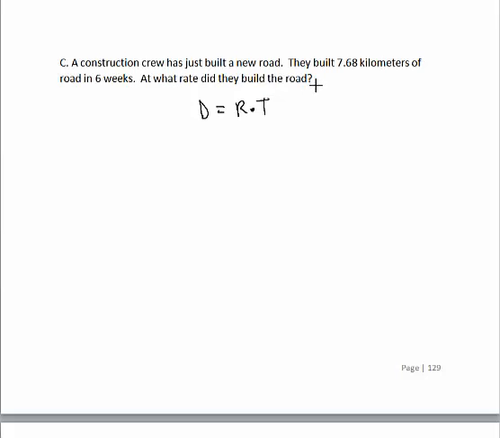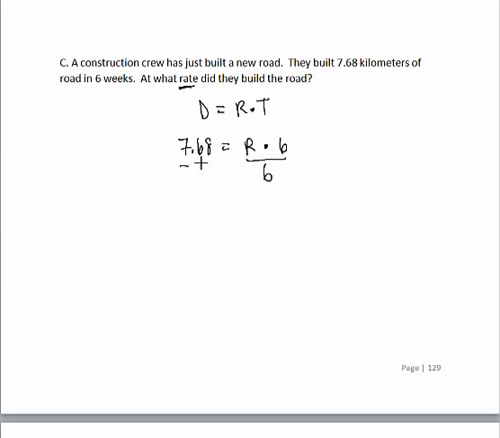Well, in this case, no one's really traveling. They're building this road, so they're doing a certain amount of work. But just as distance is measured in kilometers, we could still replace the D with 7.68, the distance of road built. They have a rate of work, which we don't know. That's the question. At what rate did they build the road? And then we were told they did all this work in 6 weeks, and so 6 replaces T.